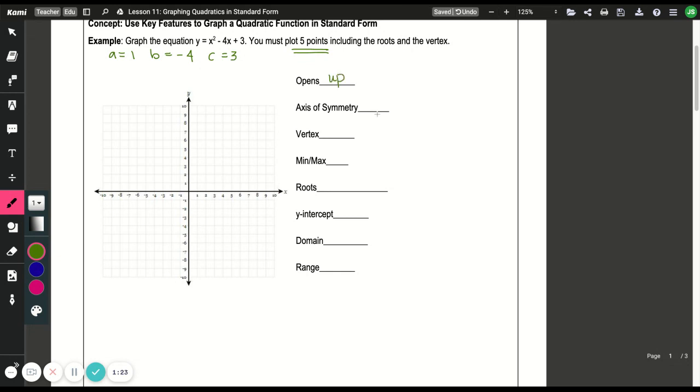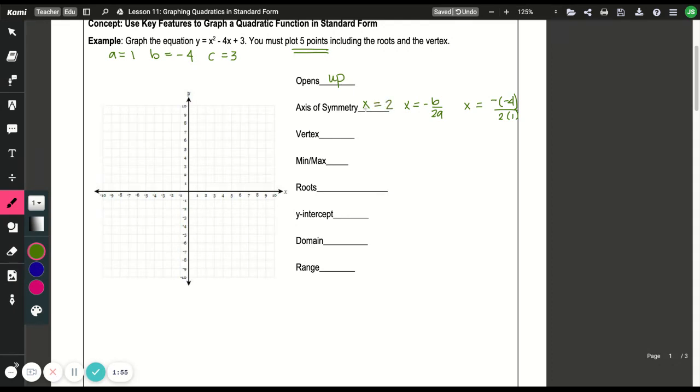To find the axis of symmetry, we have an equation to use: x equals -b over 2a. So I'm going to substitute a and b into here to find my axis of symmetry. So I get negative, b is -4, divided by 2 times a is 1. So this makes this a +4, divided by 2 is 2. So my equation is x equals 2.